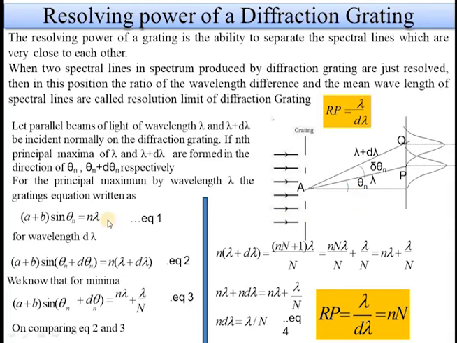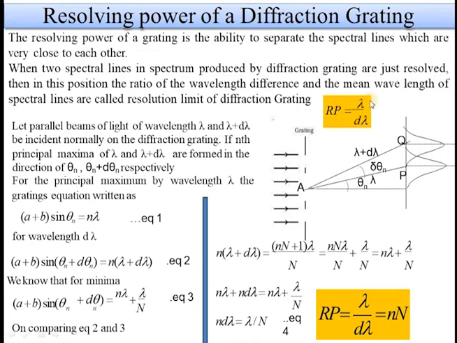So on comparing equations 2 and 3, what you will get? LHS is the same, and the change is in the RHS. I can compare the RHS: n lambda plus d lambda is equal to n lambda plus lambda by n. So n lambda is common to both, here also n lambda, here also n lambda, I can cancel it. And what is left is n d lambda is equal to lambda by n.